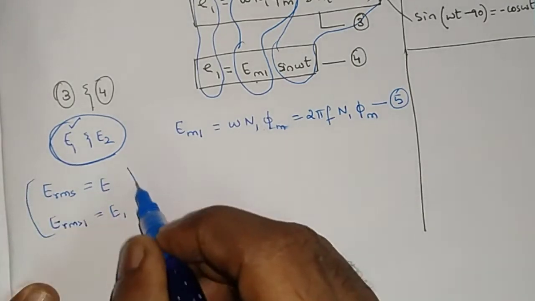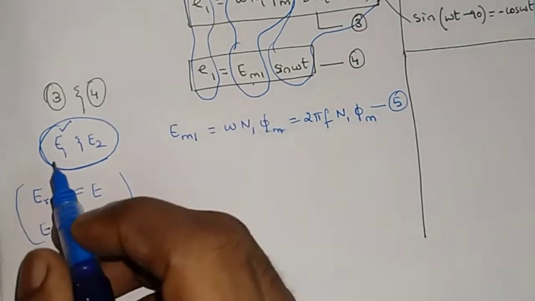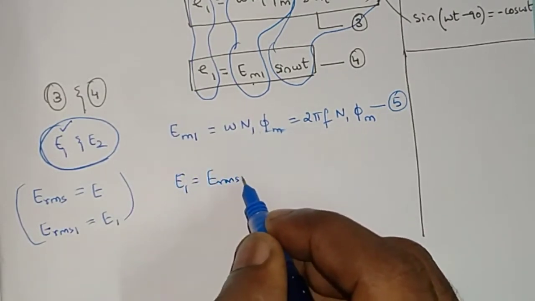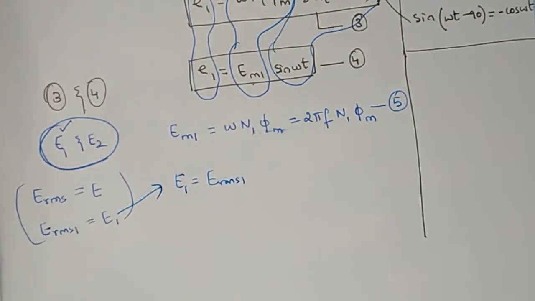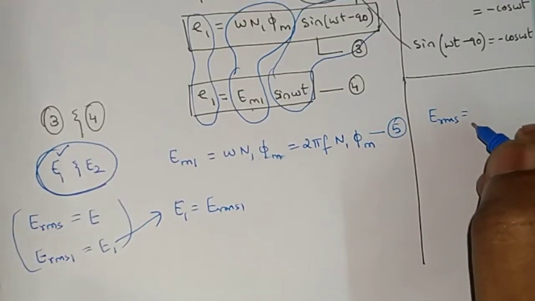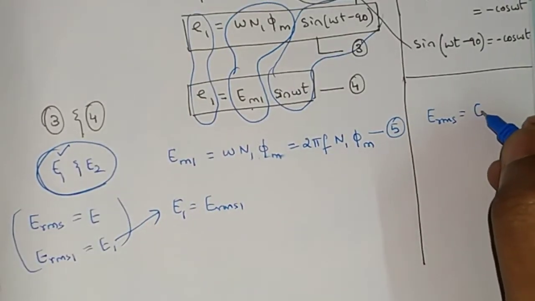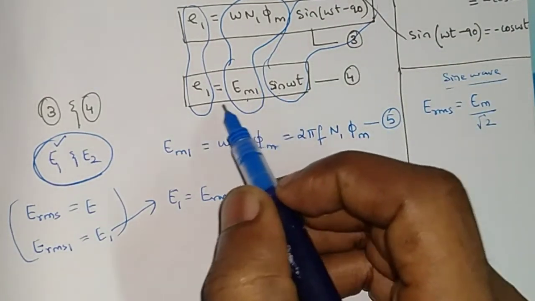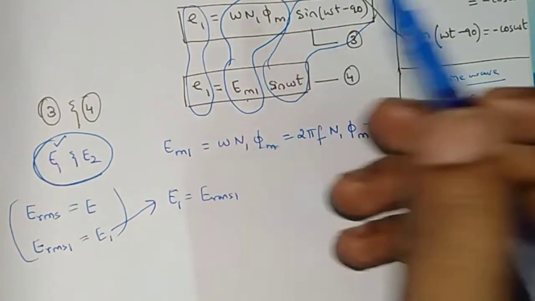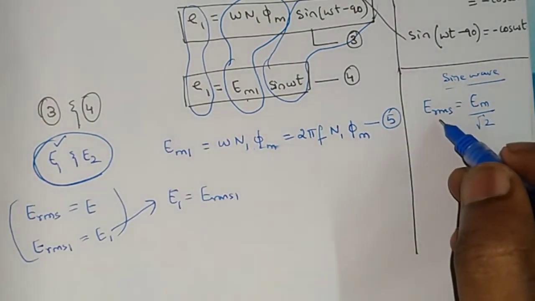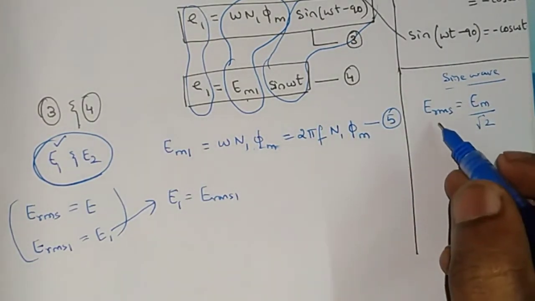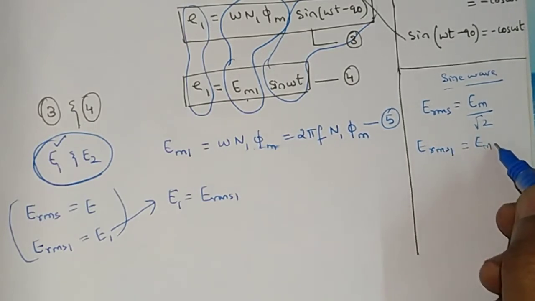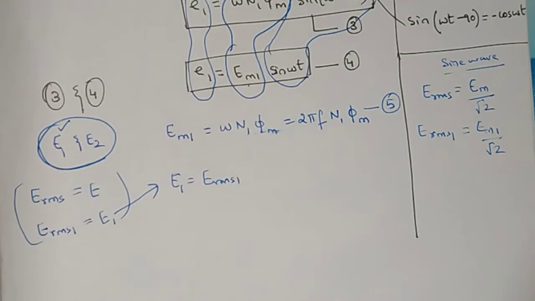See both the equations which are written. So this E1 is nothing but ERMS1. To find the RMS value, you know that RMS value is equal to EM divided by root 2 for a sine wave. Now this is also a sine wave. Why? Because you got an equation in the form of sine. So this is also a sine wave. You know that ERMS is equal to EM divided by root 2. So if I want to write the same formula for ERMS1, it will be equal to EM1 divided by root 2. The formulas are all the same.